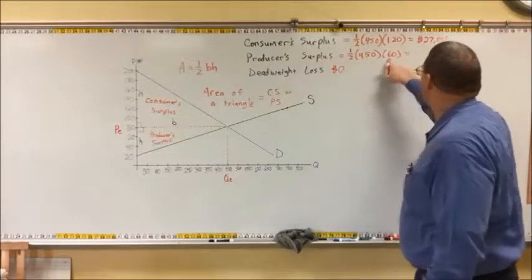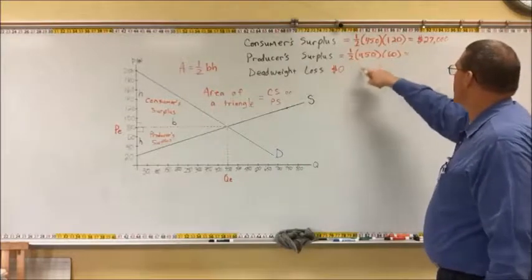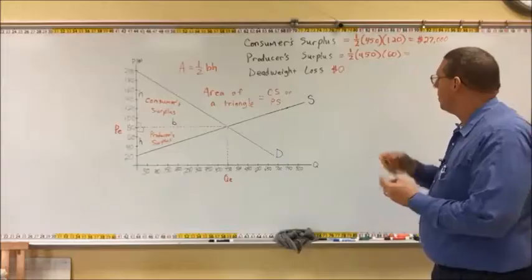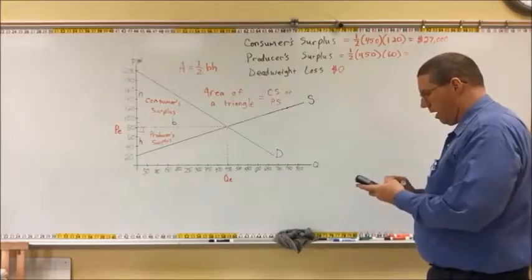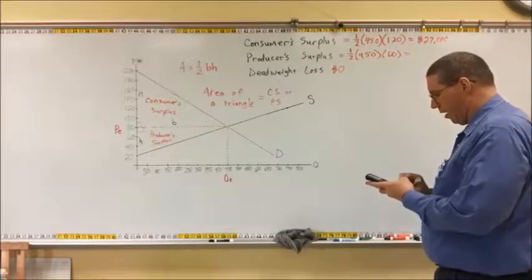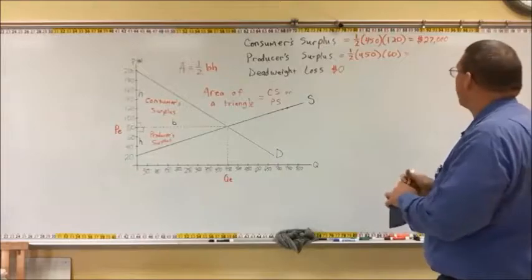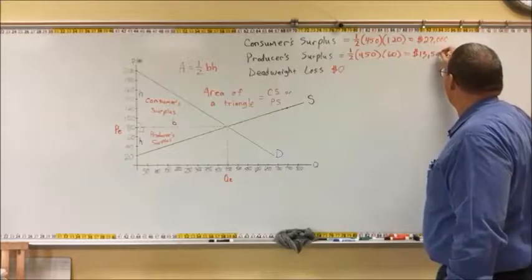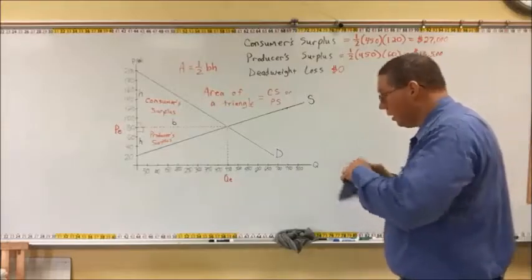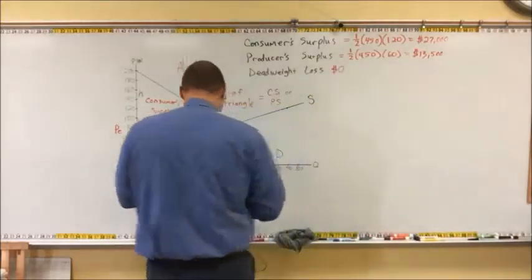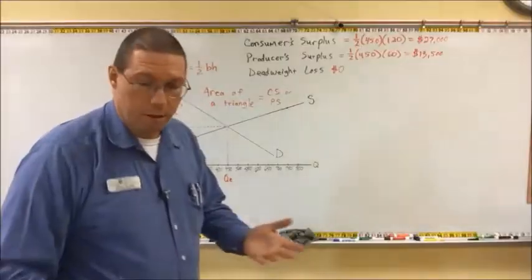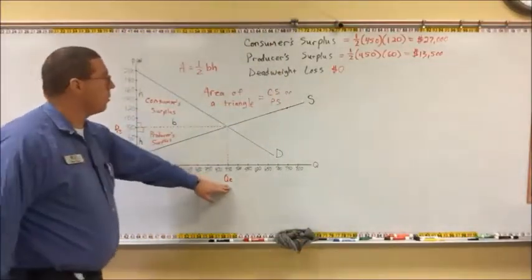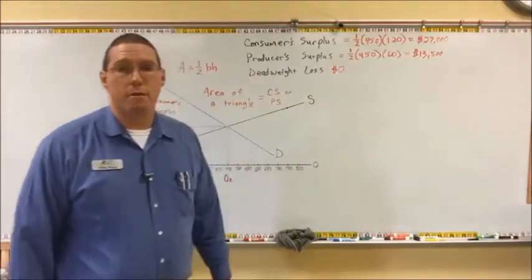And since this is half of 120 and the other numbers are the same, we know that the answer is going to be half of that. But let's go ahead and key it in anyway. 1/2 times 450 times 60 is $13,500. And because this market is operating at equilibrium price and equilibrium quantity, the deadweight loss is 0.